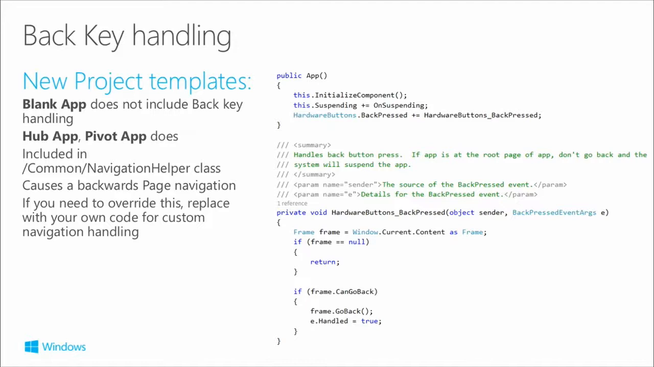If you create a new app using one of the hub app or the pivot app templates, that does include hardware back key handling, the right sort of stuff. So you need to be aware of this.